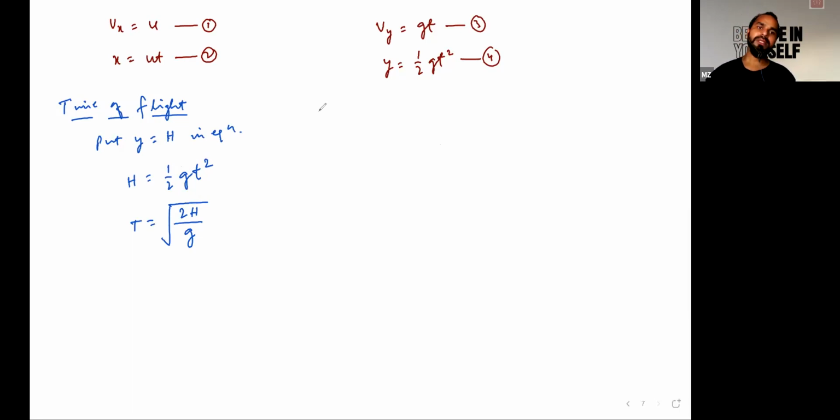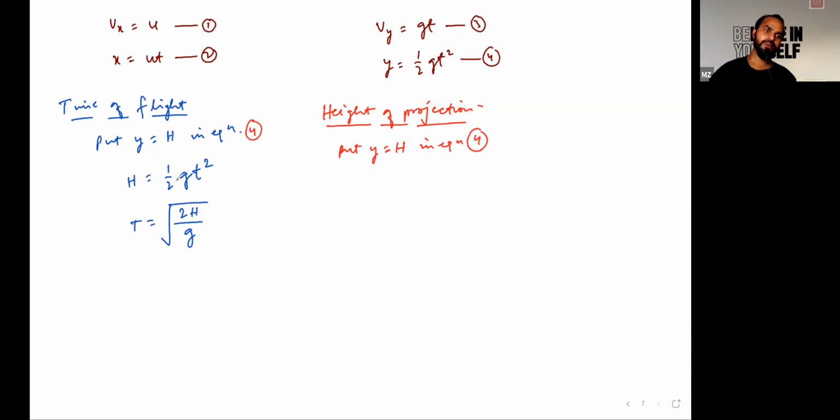Similarly, if you have to calculate the height of projection, the height from which the body is projected, for this put y is equals to h in equation 4. Same as what we have done here. So it will be nothing but h is equals to half gt squared.